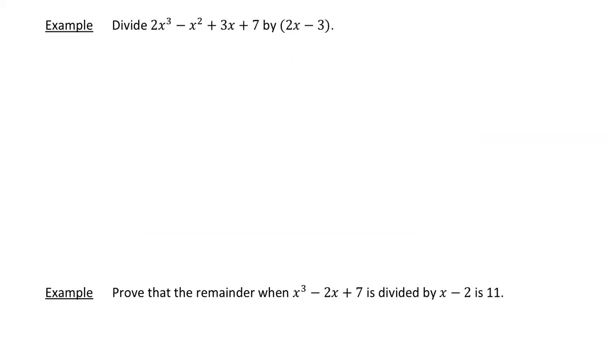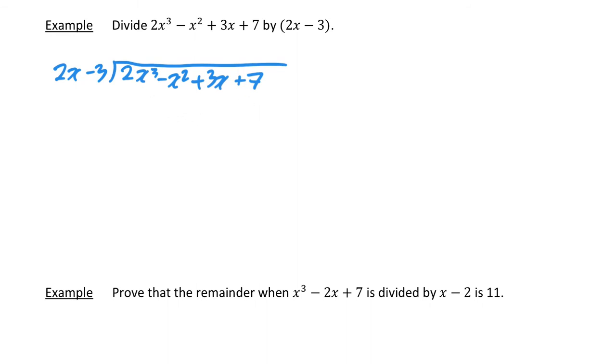Our next example says divide 2x cubed minus x squared plus 3x plus 7 by 2x minus 3. So we're just going to write this out. Our dividing thing is 2x minus 3, and we're dividing a cubic this time. So 2x cubed minus x squared plus 3x plus 7. And just check, you've got your cubic term, your quadratic term, your linear term, and your numerical term. So I haven't missed anything, so happy days, I'm good to go.